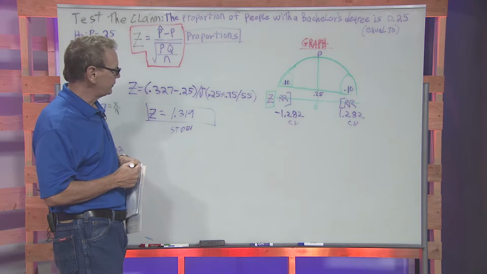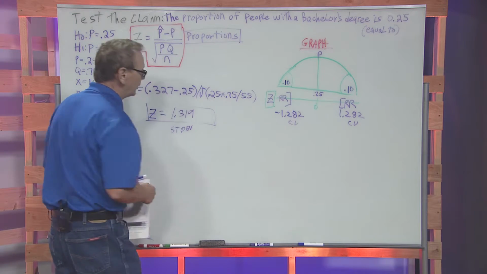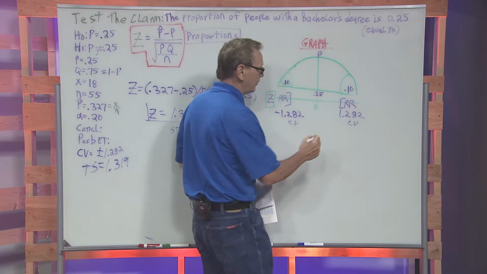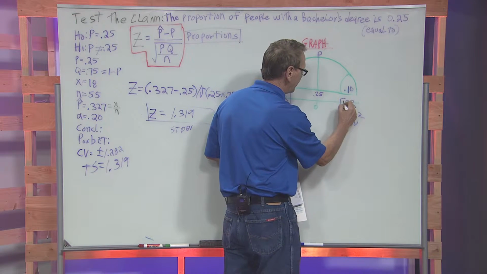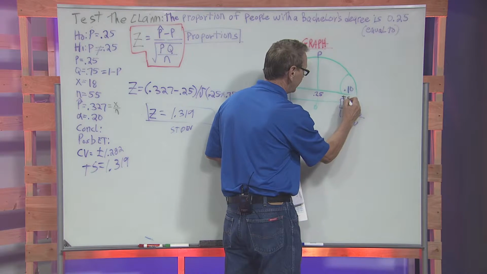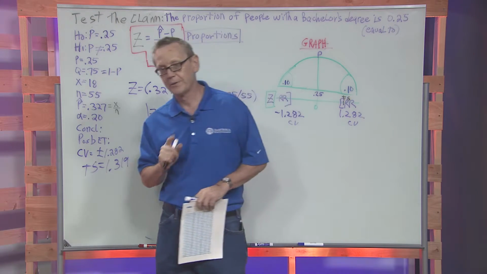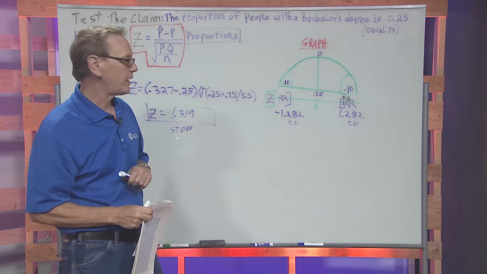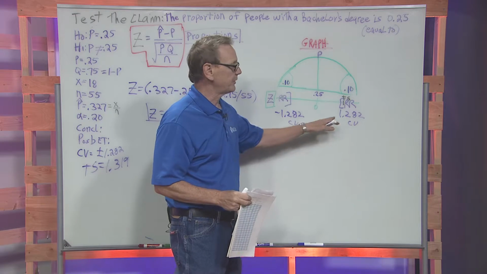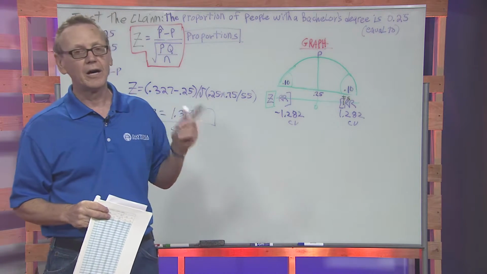Okay, our test statistic. Now this one is a close call. 3.19, and I'm at 1.282, the critical value. So it's barely in the rejection region. However, it's in the rejection region. If that's in the rejection region, you reject the null hypothesis. If I had a test statistic of 1.283, I'd be in the rejection region. I'm rejecting.